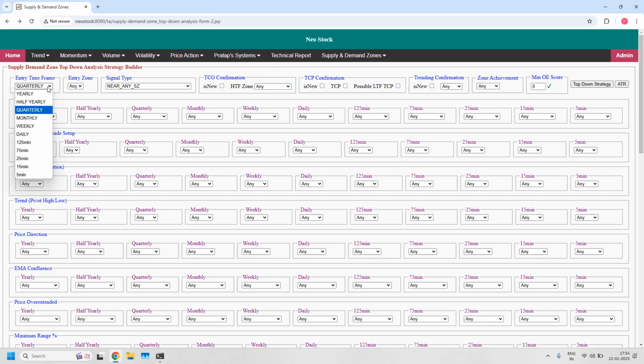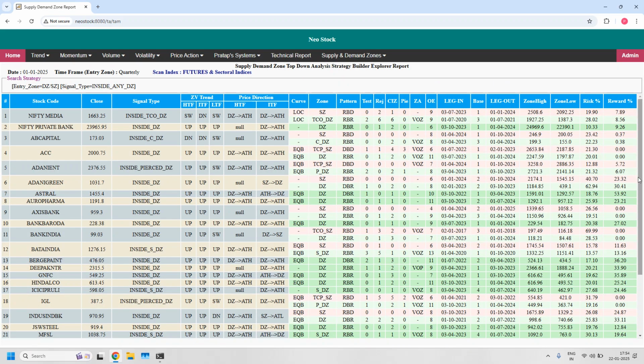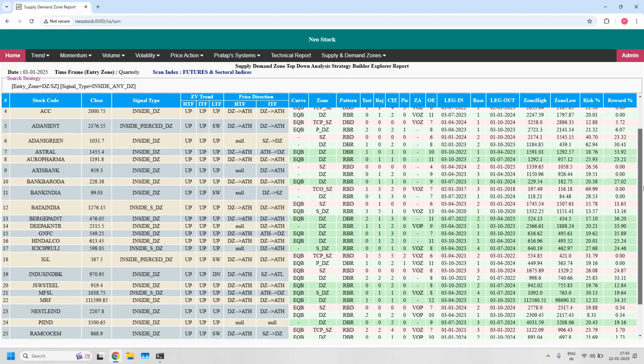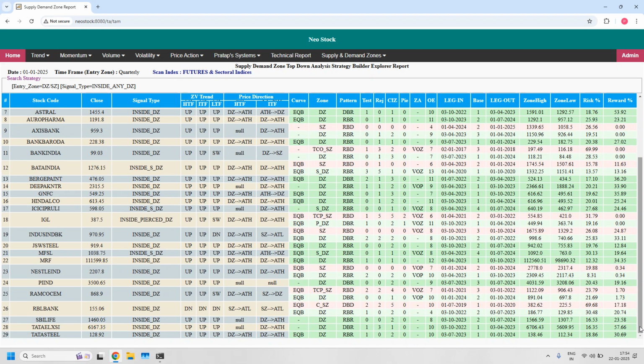Next quarterly time frame. Price closed inside the quarterly demand zone. We got 29 stocks, and the first 21 stocks are in the list. I am scrolling the list down. Total 29 stocks are filtered, price closed inside quarterly demand zone. We can further reduce the list by adding high probability parameters like EMA Confluence.